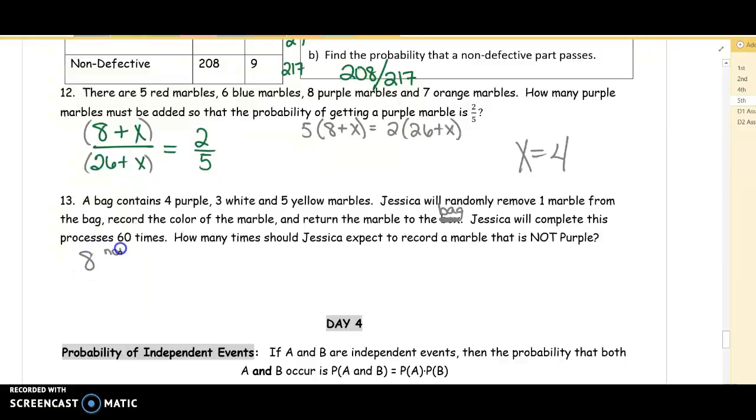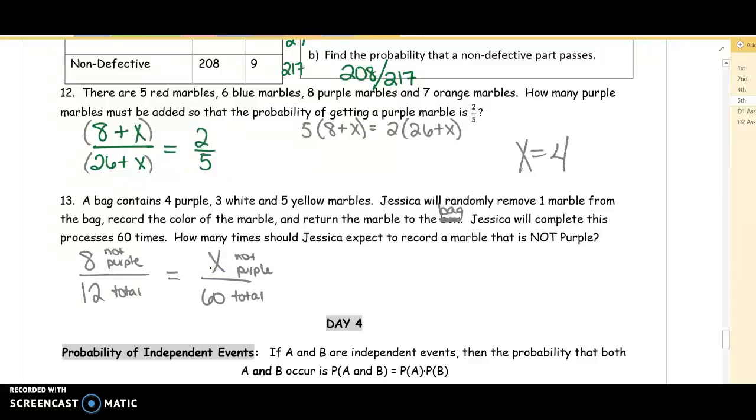And I'm going to label my work here. So there are 8 not purple marbles, out of how many total marbles are in the bag? 12 marbles total. I want to set up a proportion, and to figure out what numbers go where, you simply need to match up the information. So it says 12 total. Well, how many times total is Jessica going to do this thing? 60 times. So she's going to pull a marble out 60 times total. And we want to know how many times is she going to get not purple. So that's where your X goes.